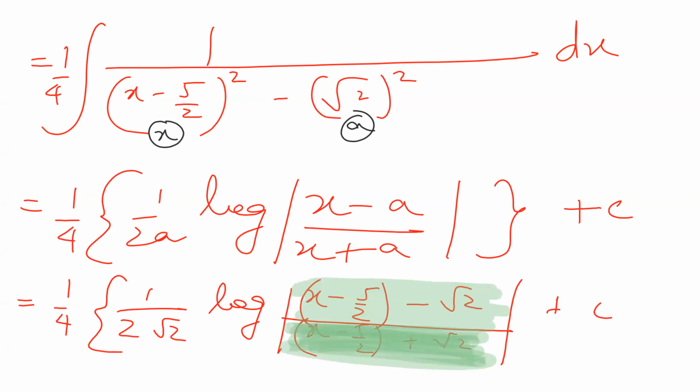Within the modulus, take LCM. So can you tell me the exact value of the entire modulus, numerator and denominator, after taking LCM? Come on, tell me. Correct. The numerator is 2x minus 5 minus 2 root 2, and the denominator will be 2x minus 5 plus 2 root 2. 2 will go and get cancelled. Okay, fine.